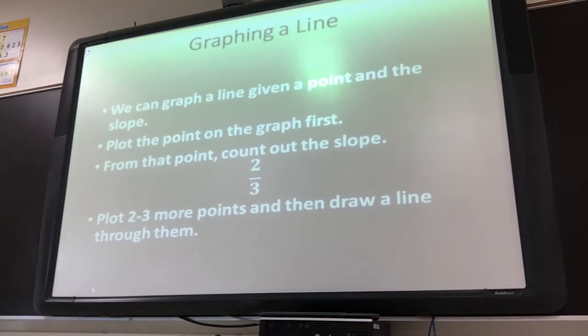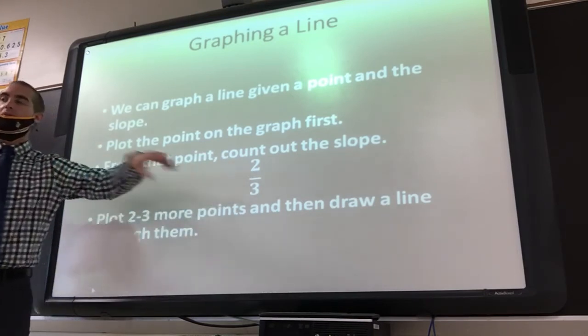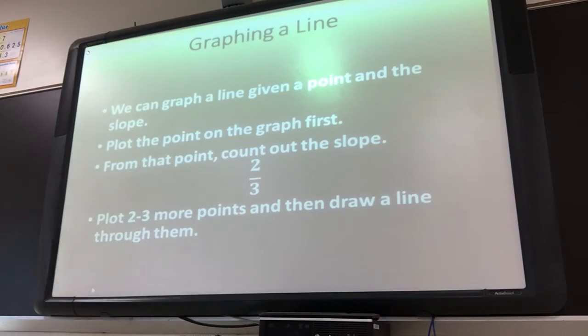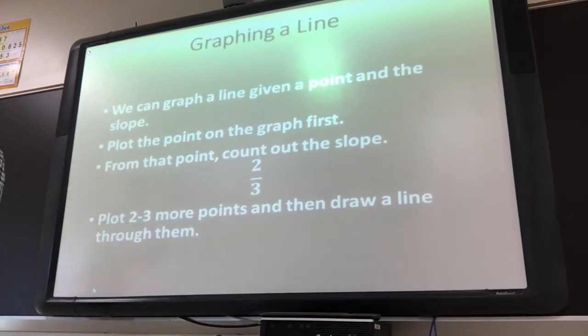Okay, so when graphing a line, we're given the slope, we've got to graph this line. We're going to first take the point that they give us. So it's going to say graph the line that has a slope of this and goes through this point. So we're going to take that point first, and we're going to plot the point. From there, we count the slope from that point. So we start at that point that we graph, and then from there we count out the slope. And then we can also plot 2 or 3 more points. We can draw a line through it, and that'll be our line. That's why you got rulers today, because you'll want to make sure you're using those to draw the straight lines.